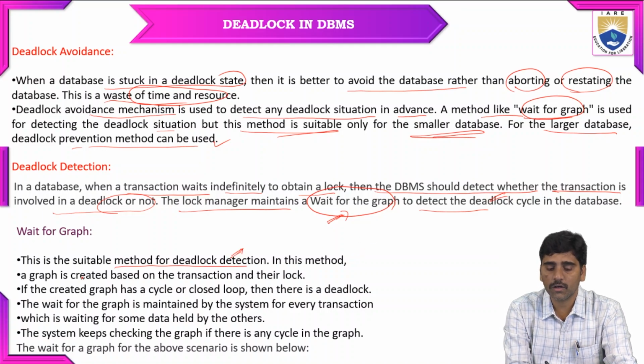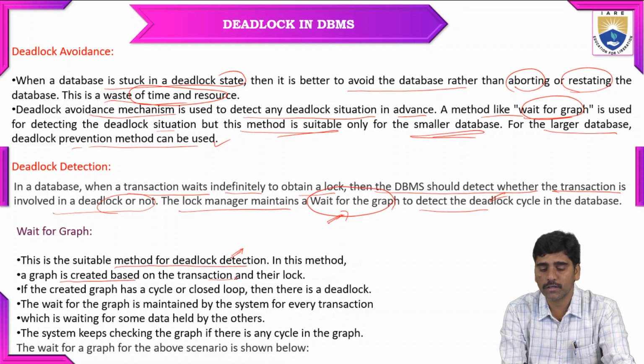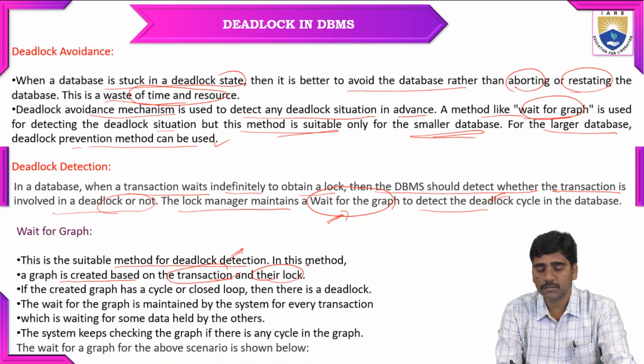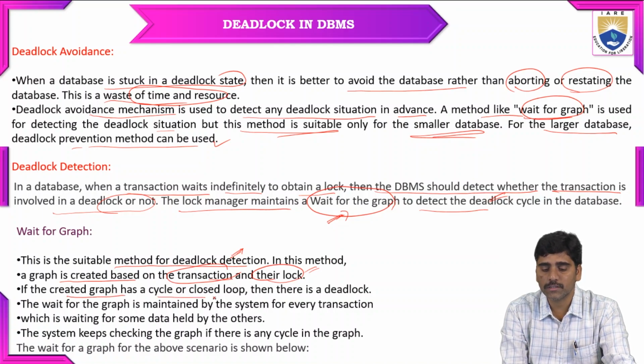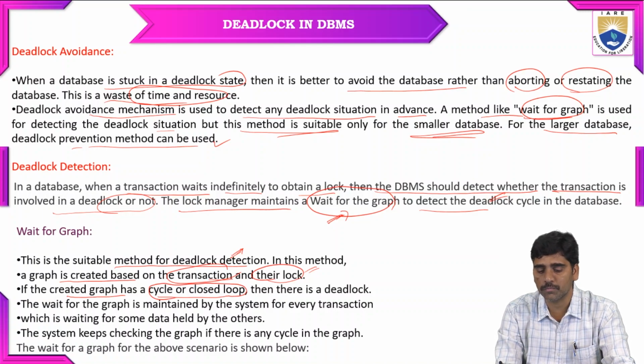In this method, a graph is created based on the transactions and their locks. If the created graph forms a cycle or closed loop, then there is a deadlock. So if any cycle or closed loop occurs, it indicates that a deadlock situation has occurred.